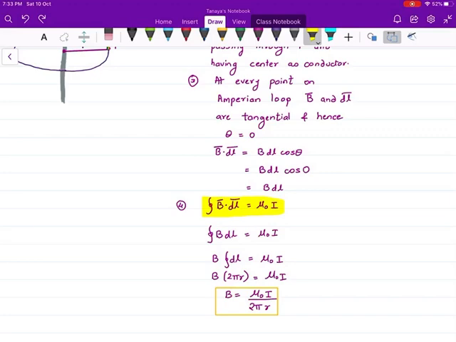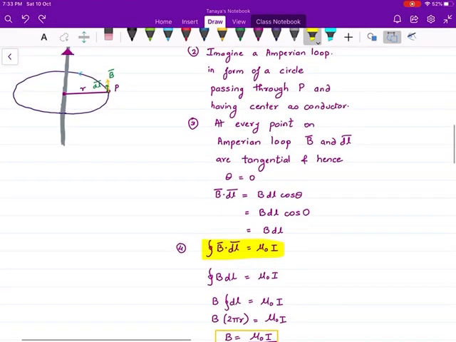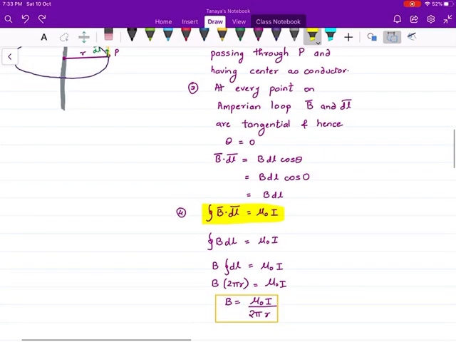Okay. Using Biot-Savart's law also you had got this same answer, same equation, is it not? So using Ampere's law, this method is a little bit easier. And here it was just a case of a conductor. In the next video, we will see how to apply this Ampere's law to a solenoid and to a toroid. Okay? So thank you.